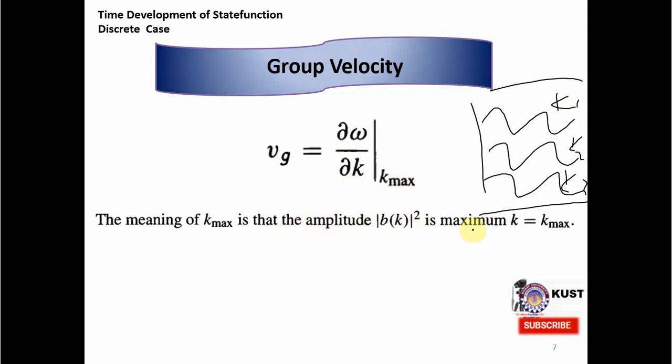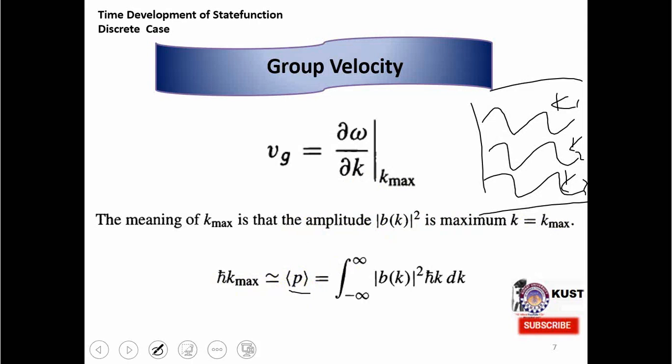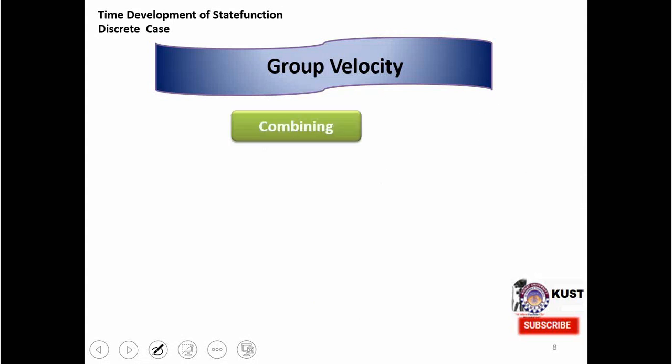So the maximum amplitude occurs at k equal to k maximum, and then h bar k maximum is the expectation value. Remember that the expectation value of momentum was h bar k, but since we are talking about the maximum amplitude, the expectation value will be h bar k maximum, which will be equal to this, as we have already calculated. And this is the continuum case, because we are integrating from minus infinity to plus infinity, with bk mod square times h bar k dk. Okay, so this is the group velocity.